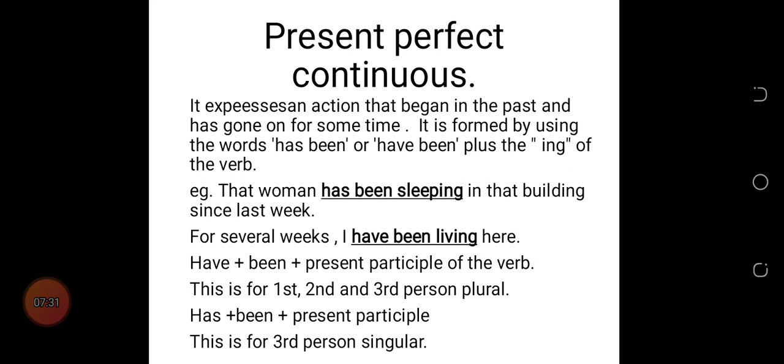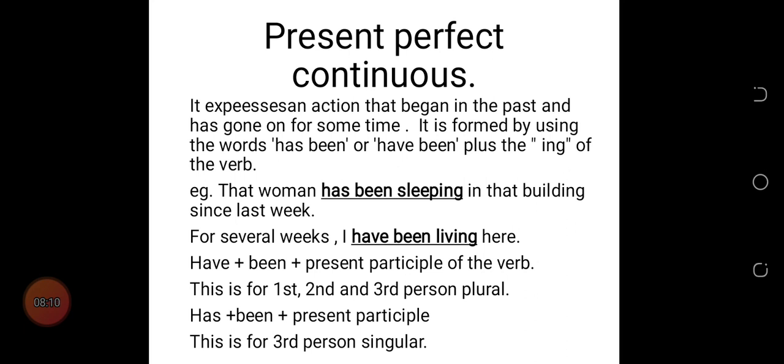So let's look at what we have here. That woman has been sleeping in that building since last week. What do you make out of this sentence? Does it mean that the woman has stopped sleeping there? Comparing this statement to the definition we have, the action began in the past and has gone on for some time. So that means that at the time I am talking to you, the woman is still sleeping there.